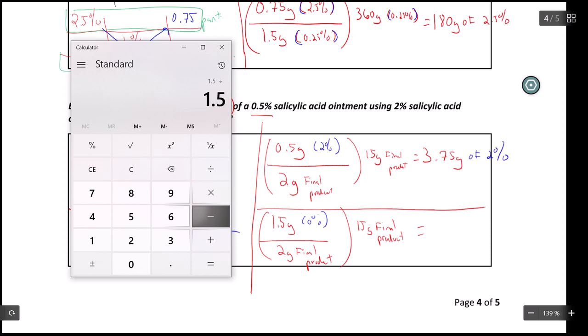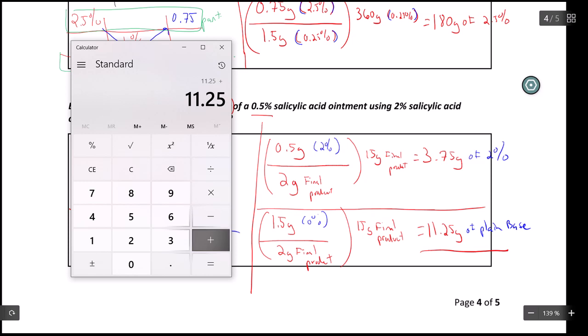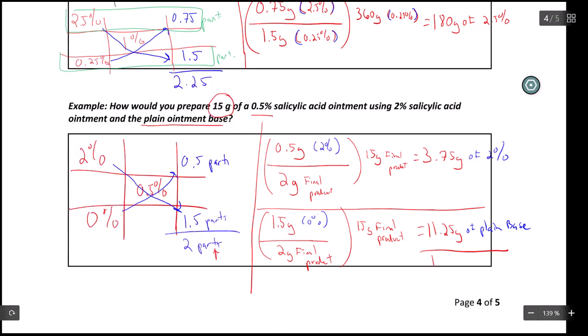So in order to do that, we take our 1.5 grams every time we want to make 2 grams. When we want to make 15, I need 11.25 of plain base. To check my math, if I was to add 11.25 plus 3.75, I should get 15 grams, which is what I'm being asked in the question. I would mix 3.75 grams of 2% plus 11.25 grams of the plain base. I'd get 15 grams total.